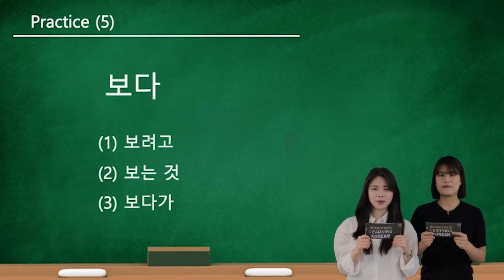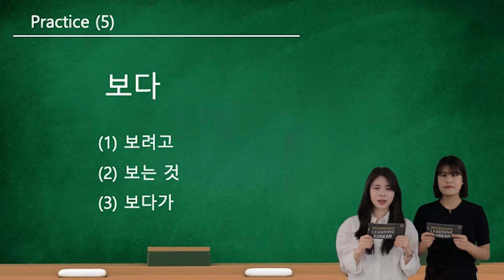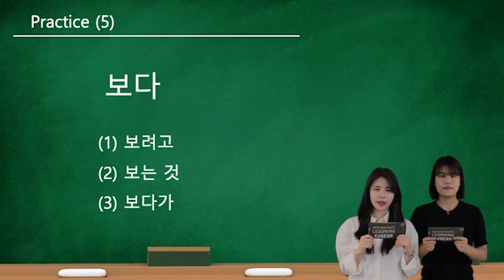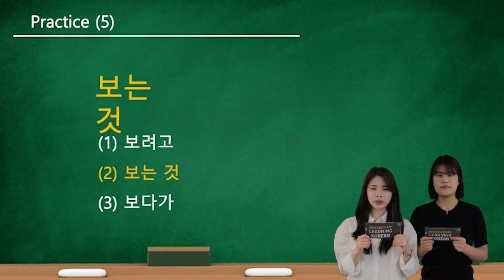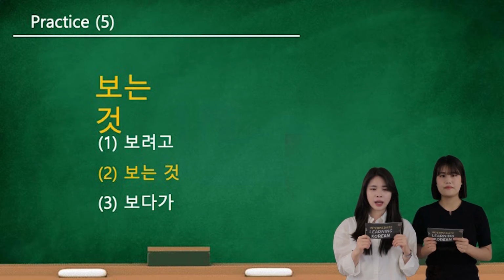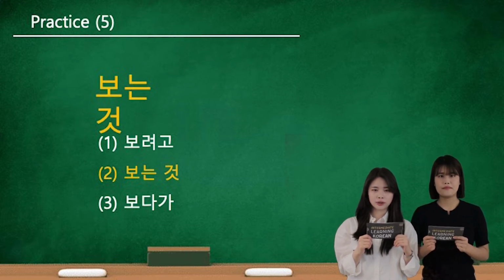The next problem is to change a verb into a noun by applying the grammar we learned today. 보다. What should we change 보다 to? Yes, right. It is 보는 것. When we remove 다 from the verb 보다 and add 는 것, it becomes 보는 것.